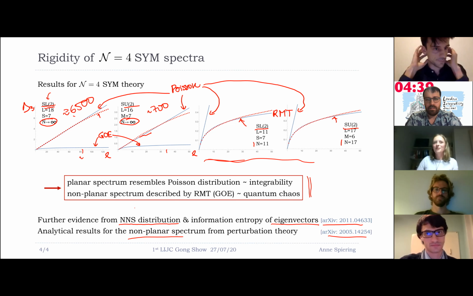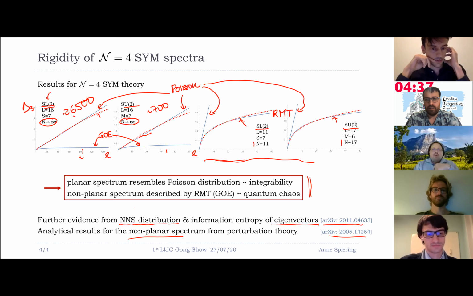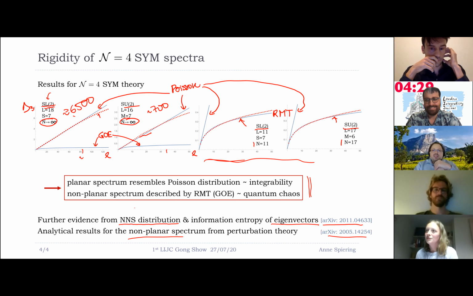Questions, please? So these results are at one loop? This is all the one loop dilatation operator. Yeah. Sorry, I should have said. Is there a chance to go beyond that, or is that super hard? Well, actually in the paper we also look at the two loop dilatation operator.